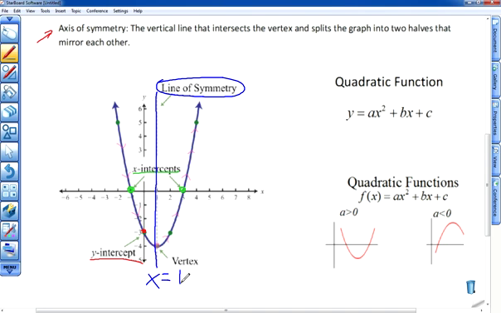It's going to be important for us to label that when we get to graphing these quadratic equations. Now, something to note real briefly over here, again, we're working with quadratic functions in standard form.